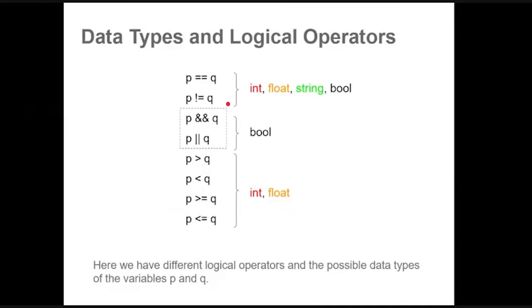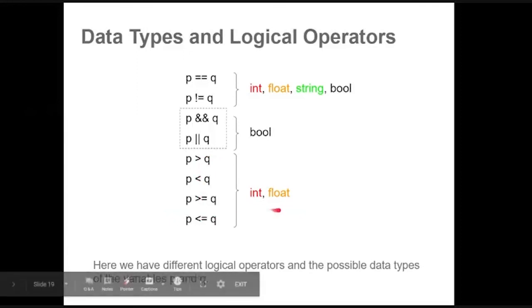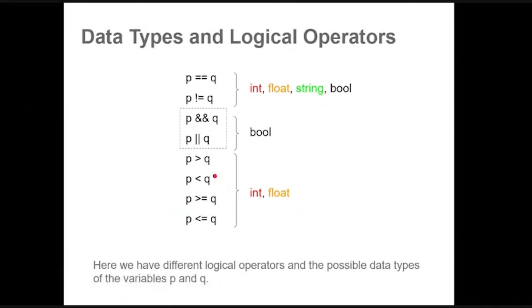Here we have different logical operators and the possible data types of the variables p and q. For the equal to or not equal to logical operator, p and q can be any data type: int, float, string, bool. For the AND condition along with the OR condition, p and q have to be Boolean values. If we use greater than, less than, or any of these, then p and q can be integer or float values. Of course, here we cannot use string or char because that would not make sense.